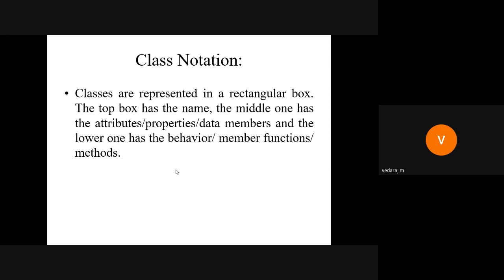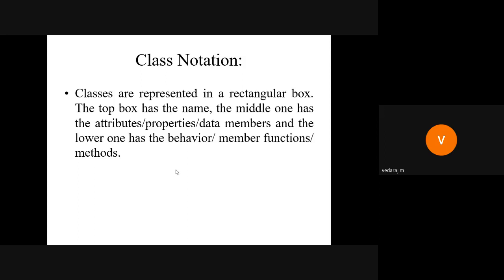The lower compartment, the lower box, represents the behavior of the class. The behavior is also called the member function, or the methods. The methods of the class should be defined in the lower compartment. The attributes of the class should be defined inside the middle compartment. The name of the class should be defined inside the top compartment. So every class diagram is divided into three compartments: the top box, the middle one with attributes, properties or data members, and the lower one with member functions.